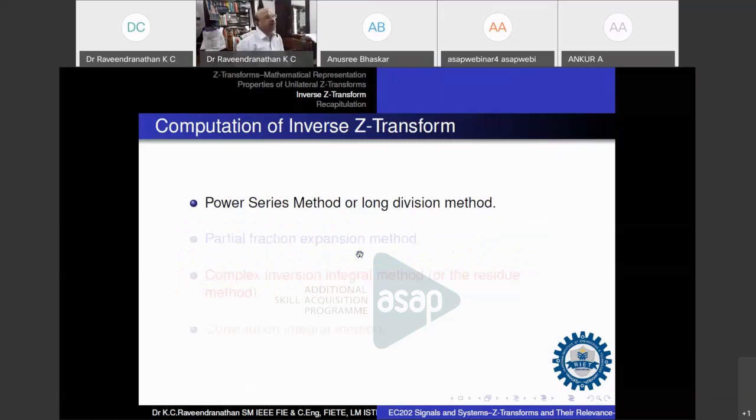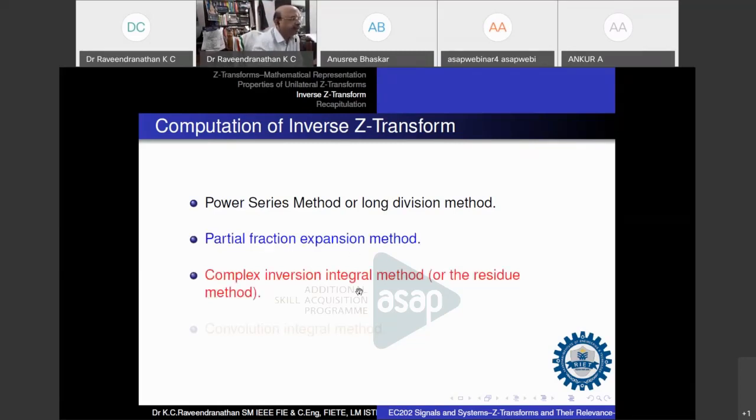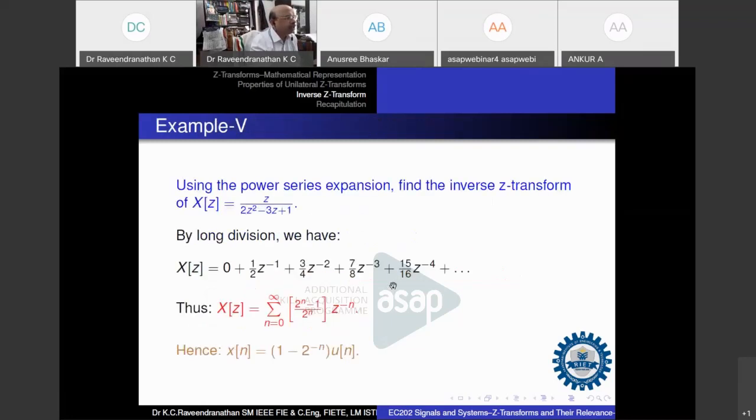So these are the 4 methods of computing inverse Z transform once you know the Z transform and the corresponding region of convergence. One is the power series method or long division method. Second one is the partial fraction expansion method. And third one is the complex inversion integral method or the residue method. And the final one is the convolution integral method. This is the complex inversion integral method or the residue method, which we have seen in the first equation. Right? Let us try them out.